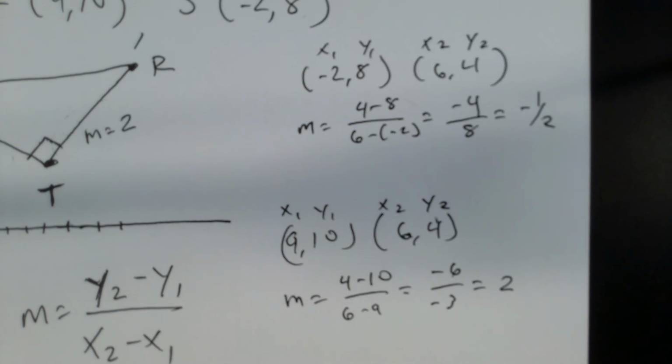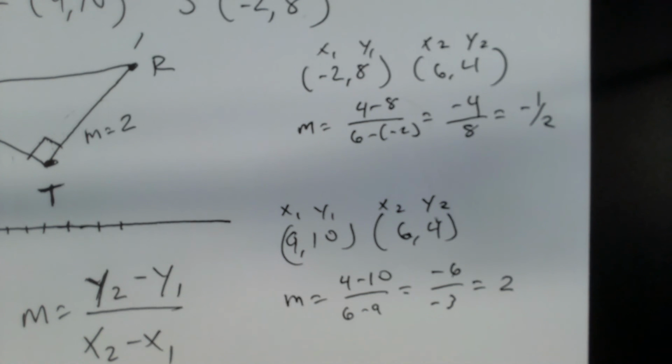So step number 1, graph it. Step number 2, identify where your right angle is, or your could-be right angle. Step number 3, find the slope of the two lines that form that could-be right angle. And then if the slopes are perpendicular, you have yourself a right angle. If the slopes aren't, it's not a right triangle.